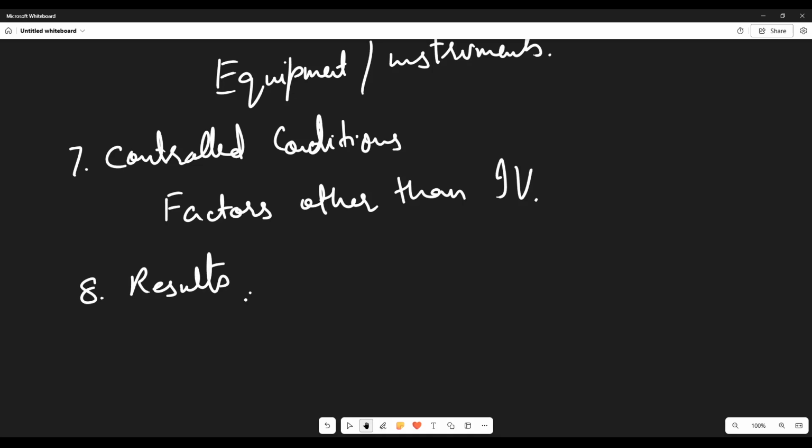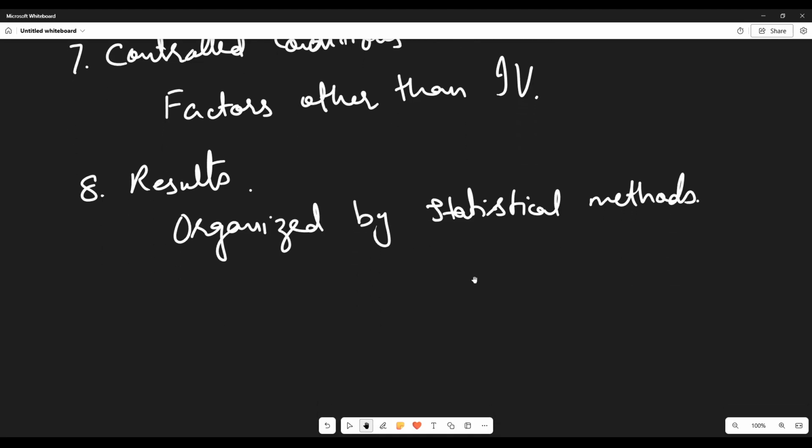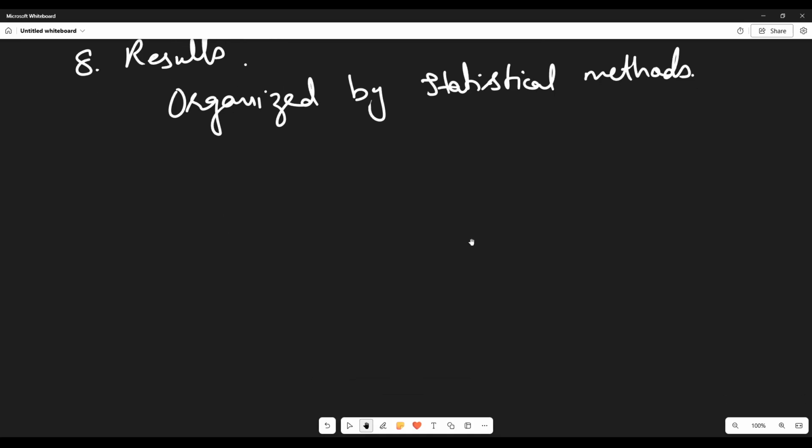Then comes the section of results. It is the last phase of an experiment, and here the result is compiled and analyzed. The unorganized data is useless, so data is organized using different statistical methods. Different methods are used like mean, median, mode, and different types of graphs to present the results. So these were the stages of how the experimental method of research works in psychology.